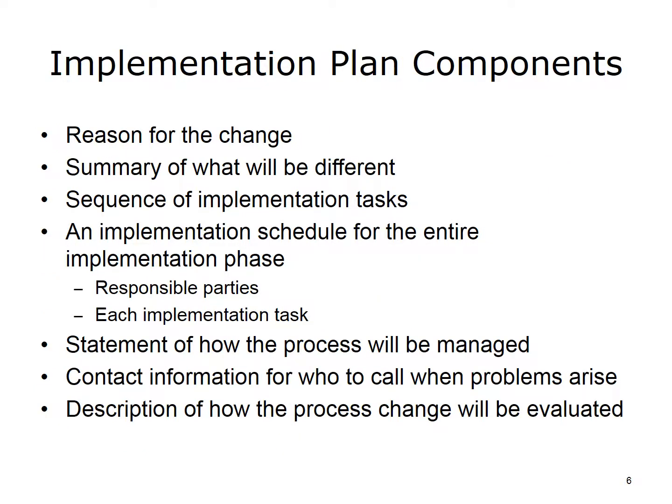An implementation plan contains the following components: reason for the process change, summary of what will be different with reference to the as-is and to-be documentation, where it is located in the documents or in an appendix. Where the process change is significant, this may include step-by-step instructions for new workflows. Sequence of implementation tasks to be accomplished. These can include walkthroughs, training, production and distribution of job aids, software changes, or go live of new systems.